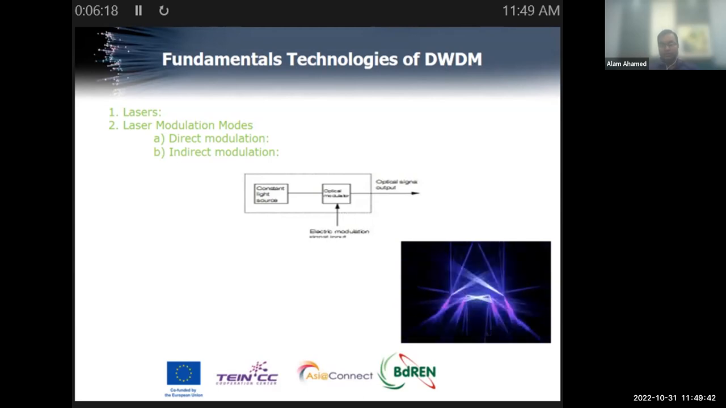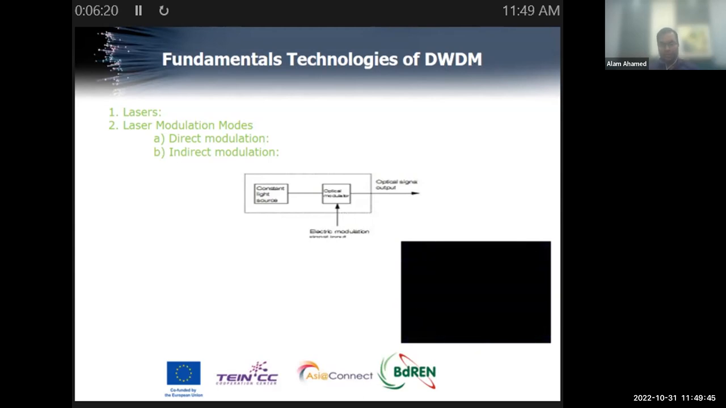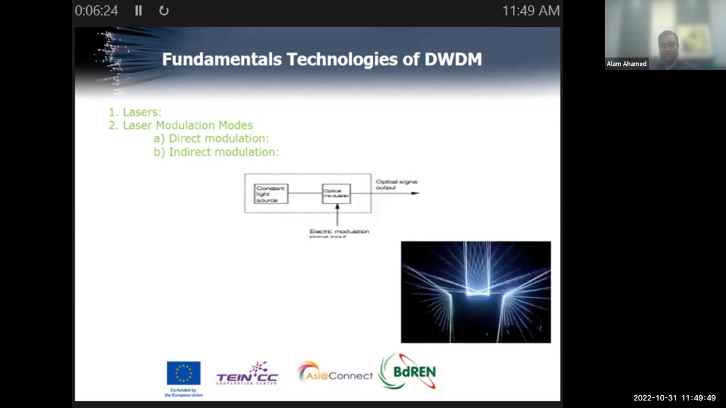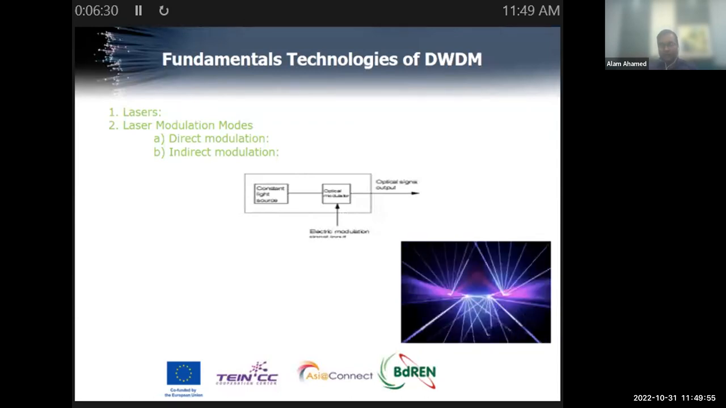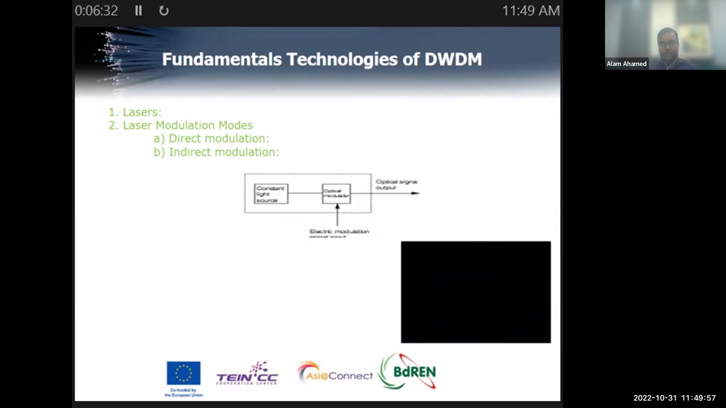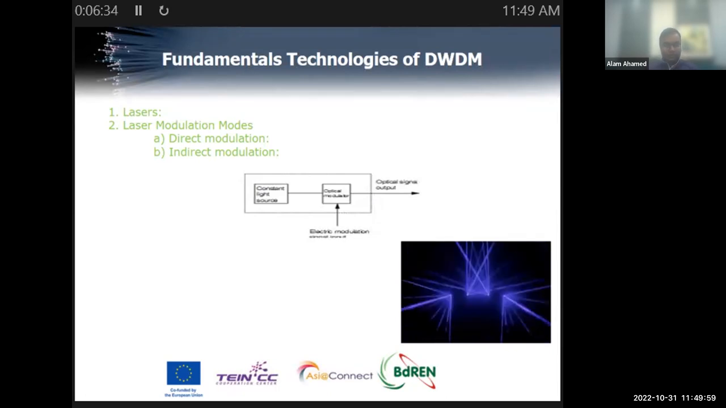Indirect modulation: this modulation method is also called external modulation. It modulates the laser indirectly by adding an external modulator in its output path, or by modulating the light wavelength. This modulation works as a switch in DWDM technology.